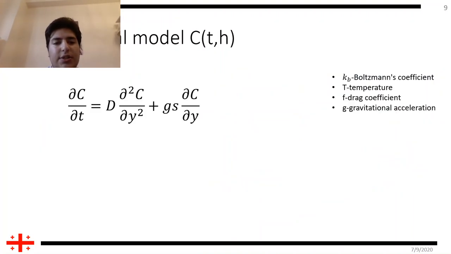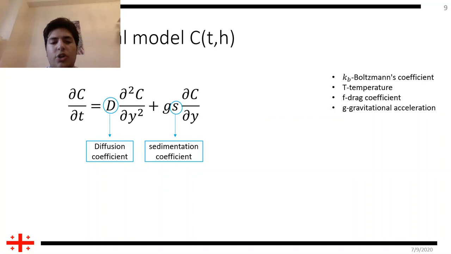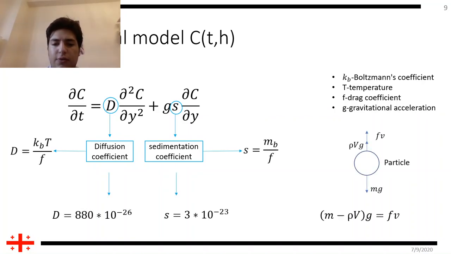The second step is to investigate how the concentration depends on height. We do it using this formula, which is just the diffusion equation under the gravitational field, where D is the diffusion coefficient and S is the sedimentation coefficient. The sedimentation coefficient is just the ratio of the mass to the Stokes drag coefficient, and the drag coefficient depends on the shape of the particle, which is a sphere in our problem. And we calculated the diffusion coefficient using the Stokes-Einstein formula.